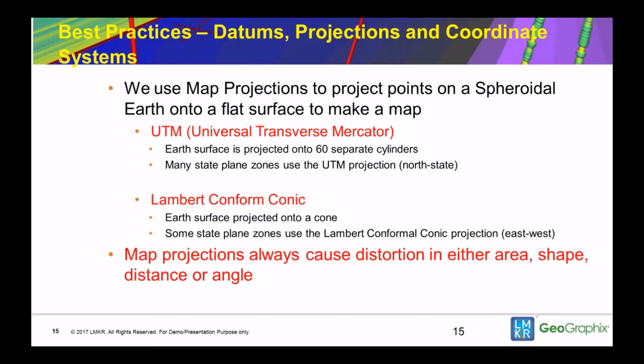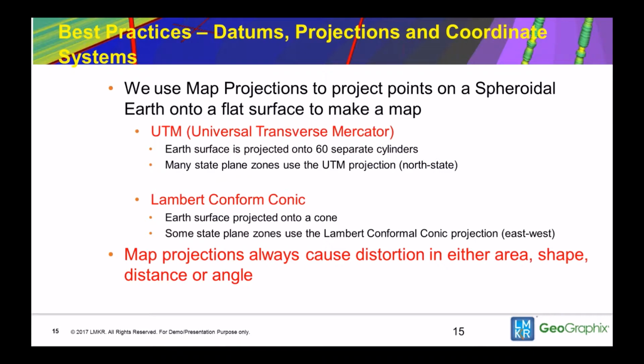Two of the real common map projections that we use are UTM, which is Universal Transverse Mercator, where the Earth's surface is projected onto 60 separate cylinders, and many state plane zones use the UTM projection. This is especially true in states that are longer north-south than east-west. The Lambert conformal conic projection is also used in state plane zones, often in states that are longer east to west instead of north to south.